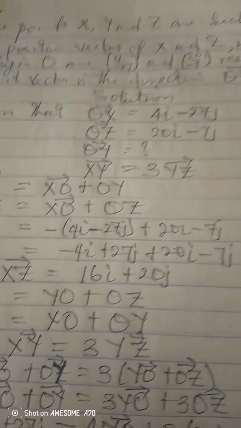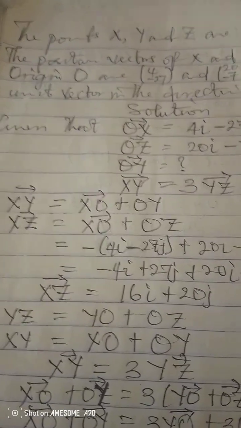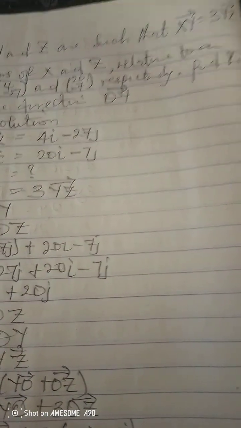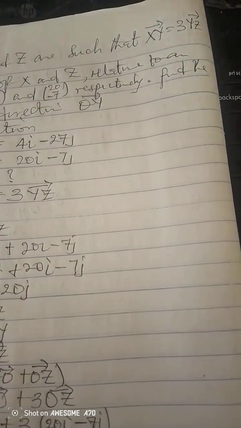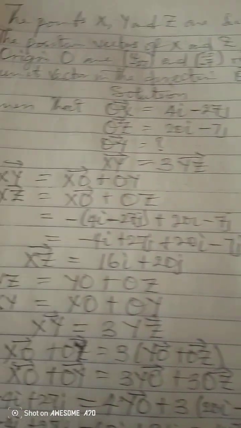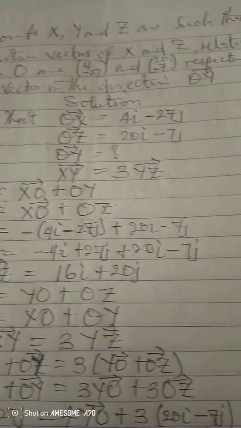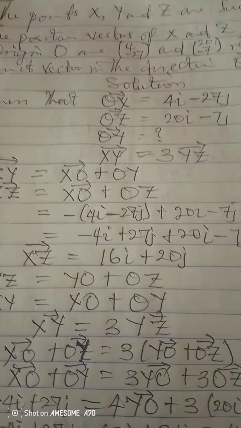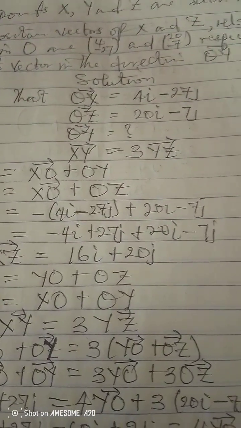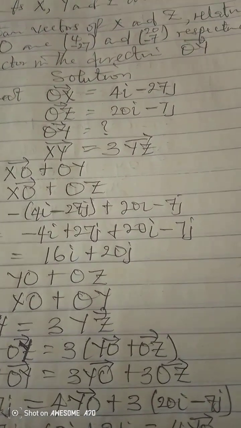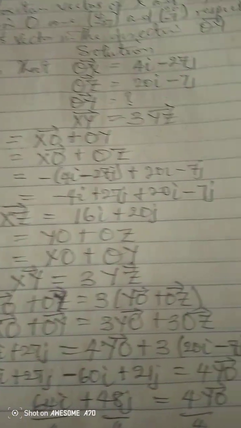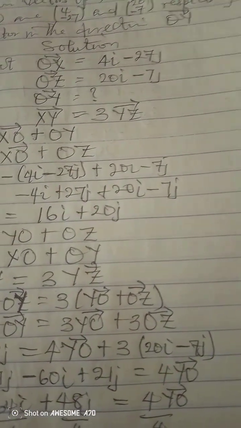And here comes the question. The points X, Y, and Z are such that vector XY is equal to 3 vector YZ. The position vectors of X and Z relative to an origin O are (4, -27) and (20, -7) respectively. Find the unit vector in the direction of OY, vector OY.